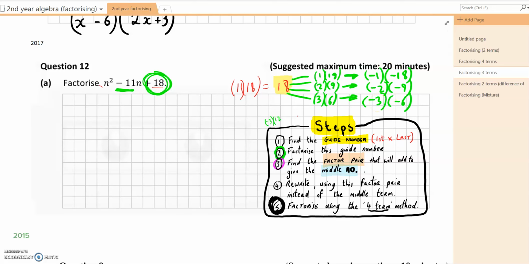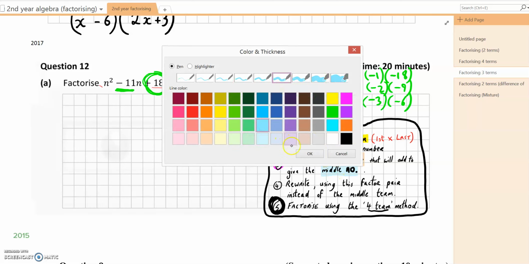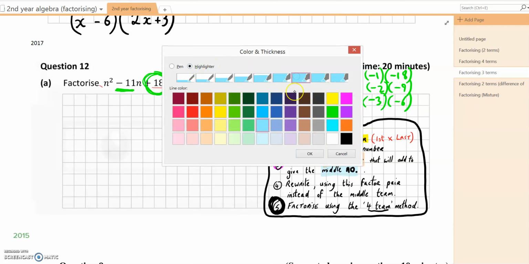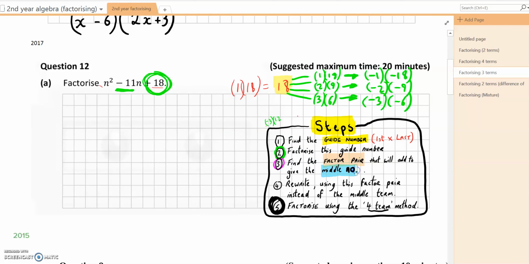Now, which one of them will give me the middle number? Remember, the middle number, let me just highlight it. Get a highlighter there. The middle number in this question is minus 11. Now, where can I get minus 11 from? From any of these factor pairs? Will it be 1 and 18? Will it be 2 and 9? Will it be 3 and 6? Will it be minus 1 or minus 18? Minus 2 and 9? Minus 3, minus 6?